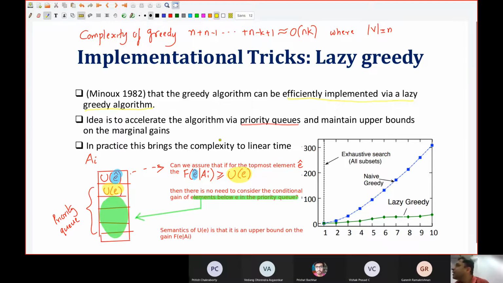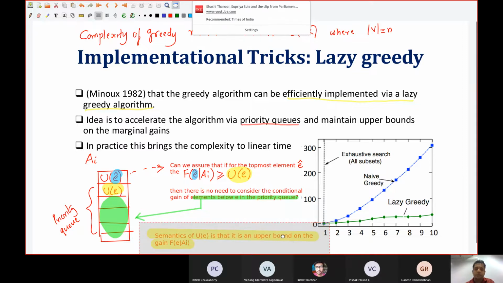What is U hat? That I'm going to go to on the next slide. But if we had this, then you think there will be some efficiency, right? And the answer is you can get this using submodularity. The trick is that submodularity gives you this U of E.